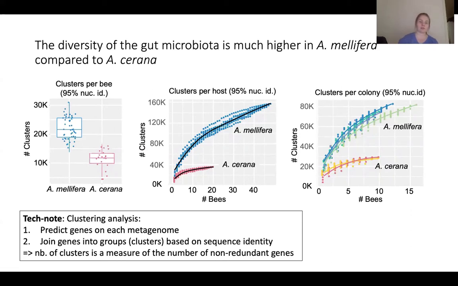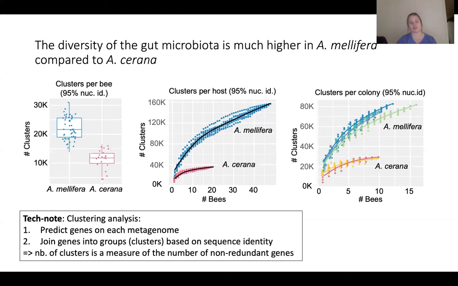And if we first look at the level of the individual bees, here's a box plot that shows how many non-redundant genes we find per bee. As you can see, we have almost twice as many genes for Apis mellifera compared to Apis cerana. We also find that the diversity within colonies is much larger for Apis mellifera.